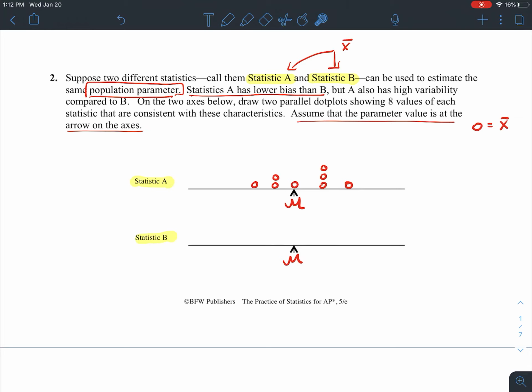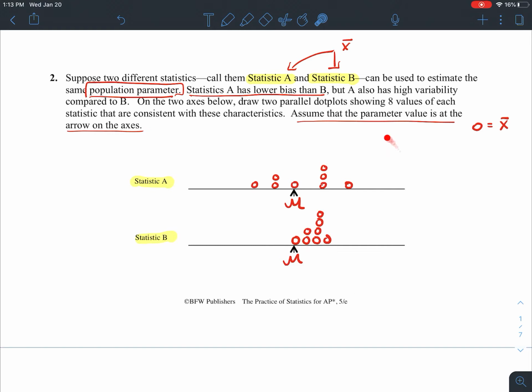Now when I draw this for statistic B, I'm going to make them a little bit more lopsided. Since statistic A has higher variability, that means the spread is bigger from my lowest mean value to the highest one. So I want to make it a little bit tighter for statistic B here. Maybe I'll make one of the values spot on with mu, but then I'm going to lump the majority of them on one side. And you can see that I've got them tighter together.